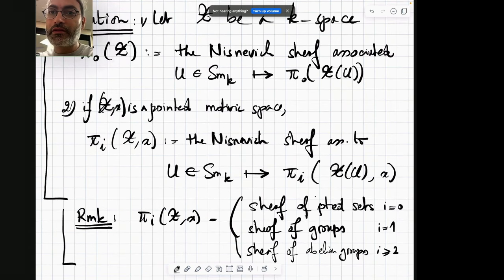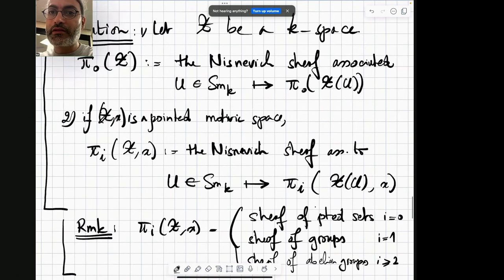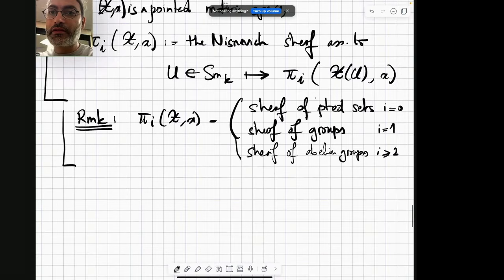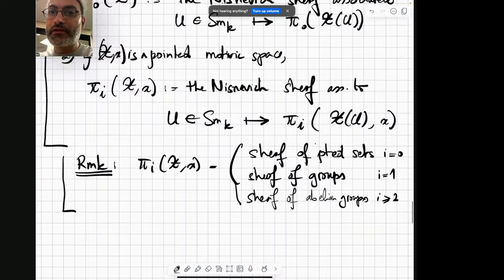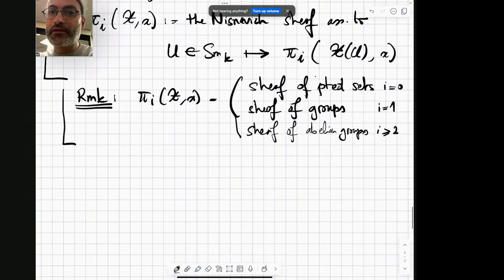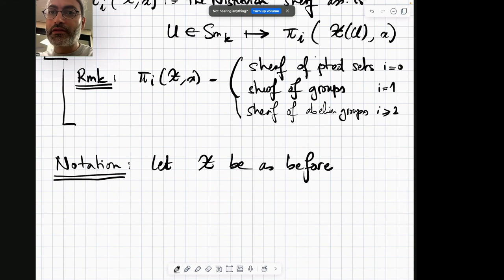We want to have something which has to do with this A1 invariance. And so we have to define something slightly different. So here are really the operators that we care about, the following ones. Again, let X be as before, so either just a K space or maybe a pointed K space.